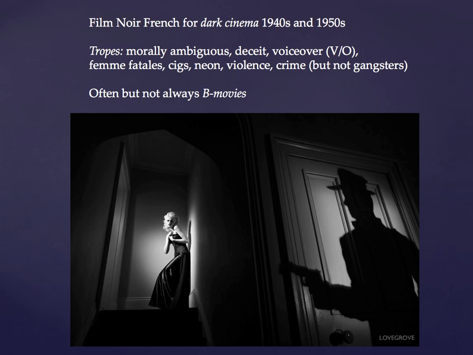But sometimes they are A movies, right? Sometimes they're with big stars and big directors and all that. A couple that we're going to see today are actually from big directors and things. Billy Wilder, but often they're B movies. And over the years, we have sort of gotten a newfound respect for these wonderful noir films.